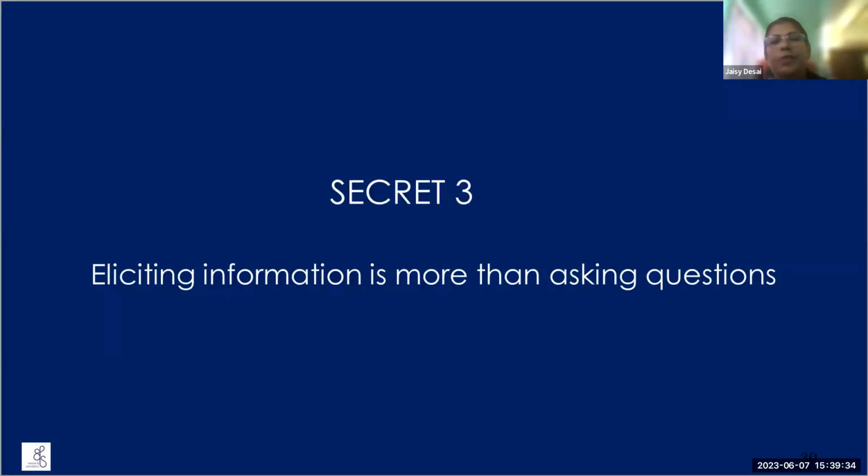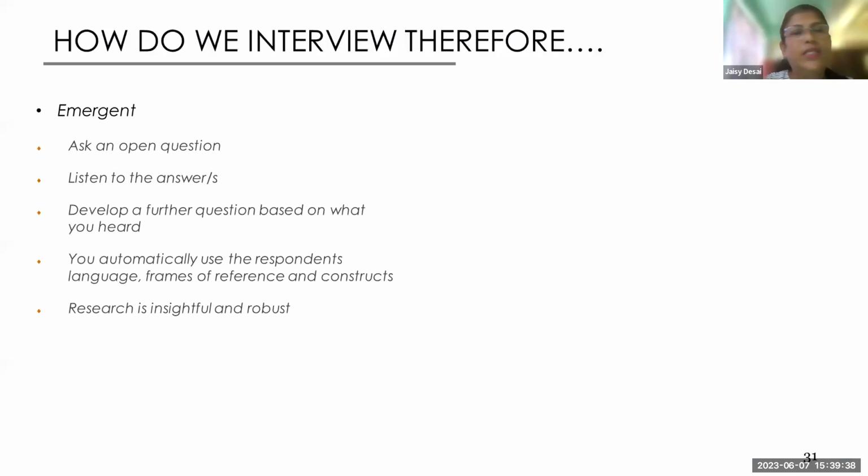Secret 3 is about eliciting information, which is not just about asking questions. So in qualitative, it's always about open questions. The questions are never closed. It allows the customer or the respondent to give a whole list of answers. And that's what projective techniques are also about, because it just allows them to think in a different way. It allows them to use their imagination, not just their rational mind.